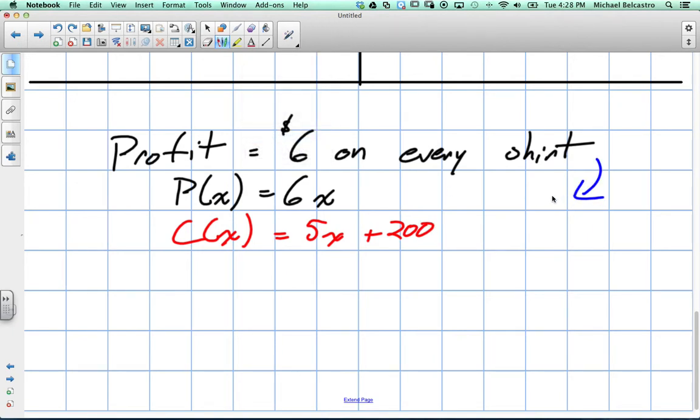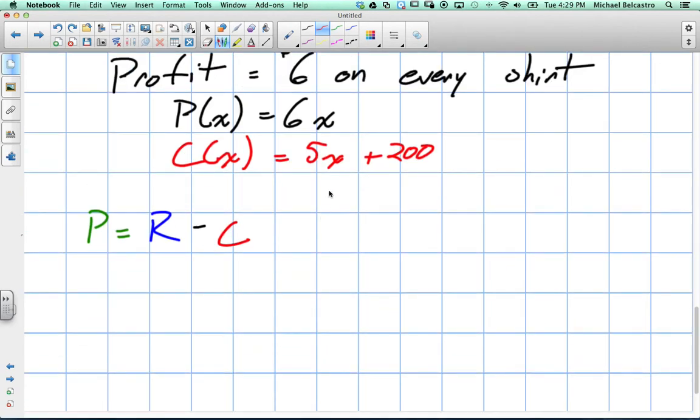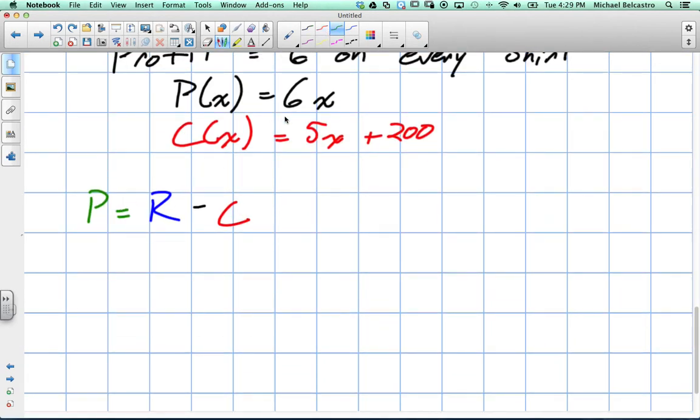So in other words, they would use this to build the revenue, to find a price. What are we going to price our products at? We know that our profit is equal to revenue minus cost. So we plug our values in here. We want our profit to be $6 per shirt, so 6x is equal to r of x, which we don't know yet, subtracted from our cost function, which is 5x plus 200.